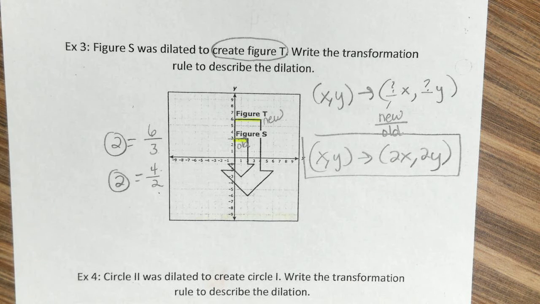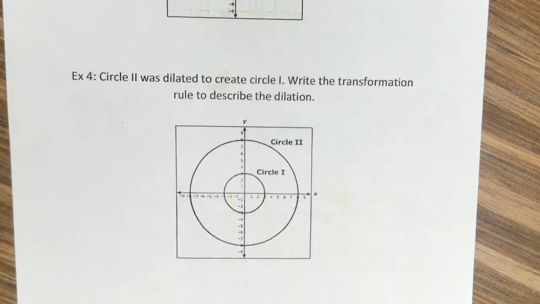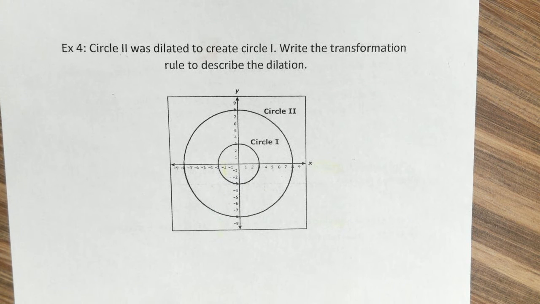Okay, I'm going to say it again. How did I get 2? Divide new divided by old. That's all you do. I want you guys to try example 4 on your own. First of all, you're going to figure out which one's the new circle, which one's the old circle. Everybody go do that right now and label them new and old.